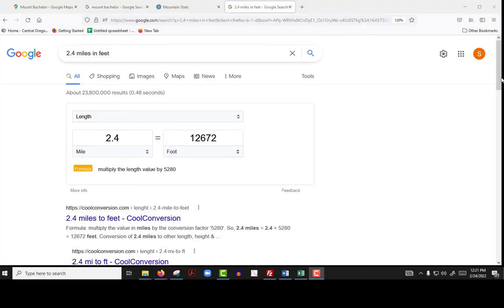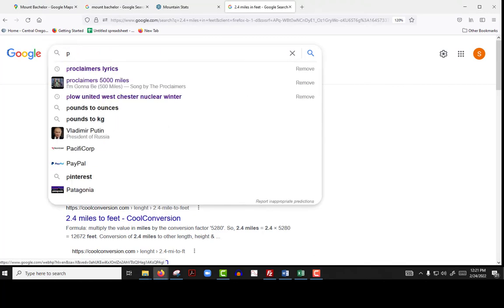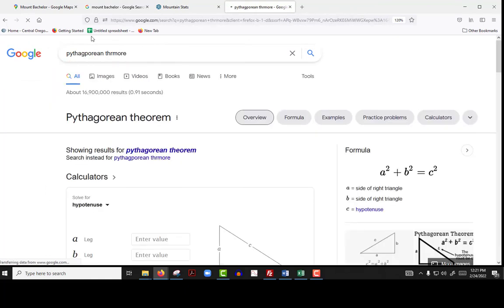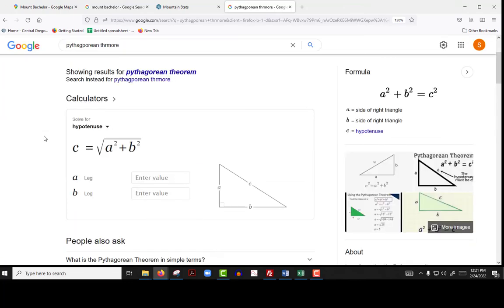Okay, my friends, so we've got the long side of the right triangle, the hypotenuse, and we've got the height, which is actually called one of the legs. So what I'm going to do right now is Google Pythagorean theorem, and I spelled both of those words wrong, and somehow Google knew what I meant. Okay, so here's the cool part. Here's the triangle as A, B, and C. That looks like Mount Bachelor.